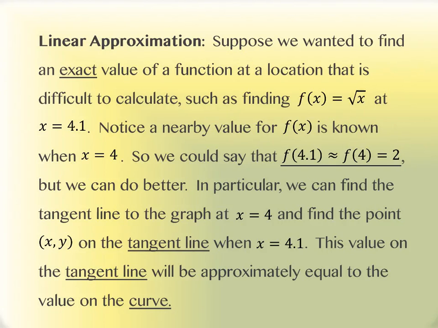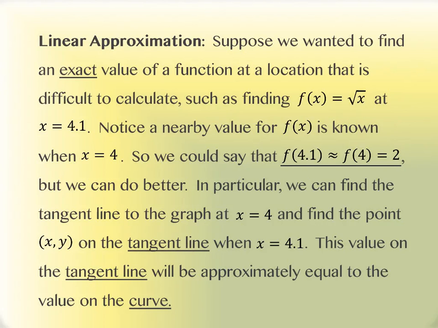Linear approximation is the idea of finding the approximate value of a function that's difficult to calculate. For example, let's say we had f of x equals the square root of x, and x is equal to 4.1. Well, I don't know what the square root of 4.1 is, not exactly, and neither do you. But you know the value that's very close to the square root of 4.1 because you know the square root of 4, right? So this is an idea of approximating using what you do know about the information. So notice a nearby value we know is when x is equal to 4. So we could say that f of 4.1, like the square root of 4.1, is about the square root of 4, which is about the answer 2.